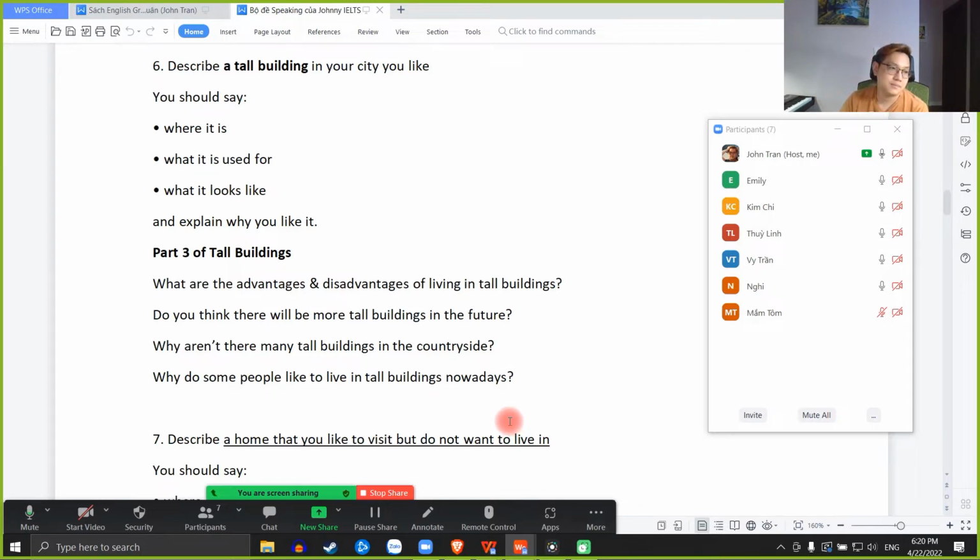Well, you can talk about like the convenience of living in tall buildings. You have the good view that people desire.